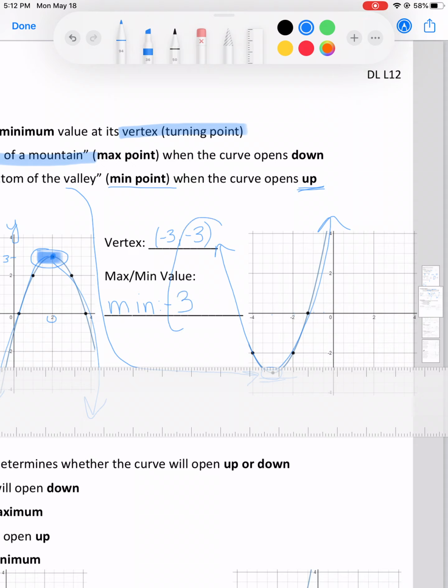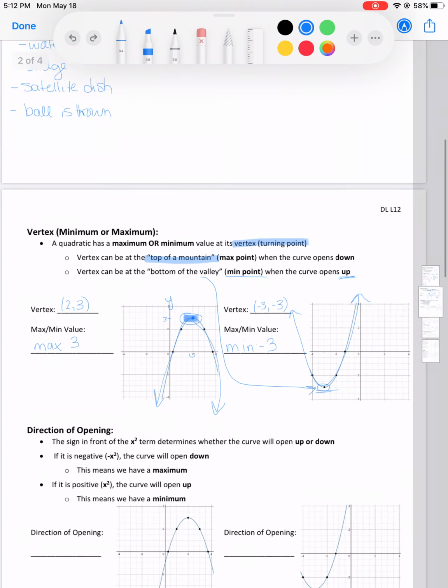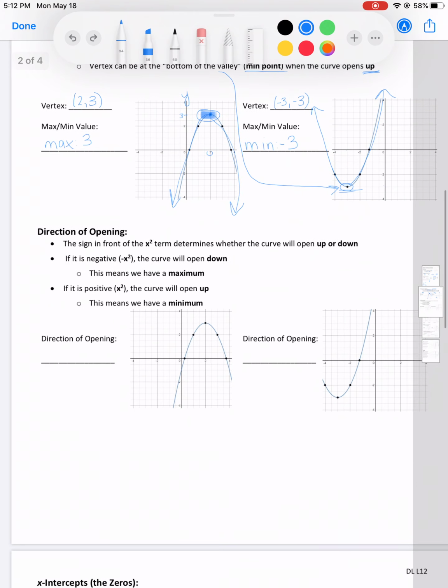And remember, those 2 points are going to be the same. Okay, that's your vertex. You do have practice questions, so I'll be going through one with you, and then I'm going to give you guys a chance for your turn, and then your practice questions are these questions over and over and over again, okay? Okay, direction of opening.